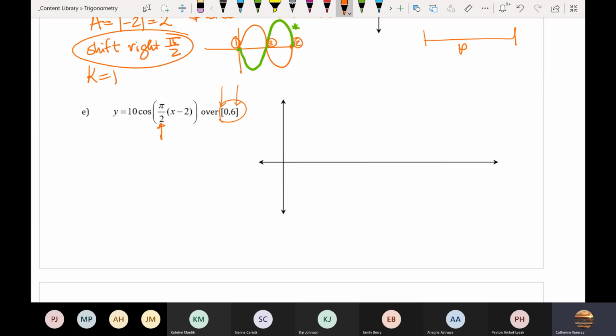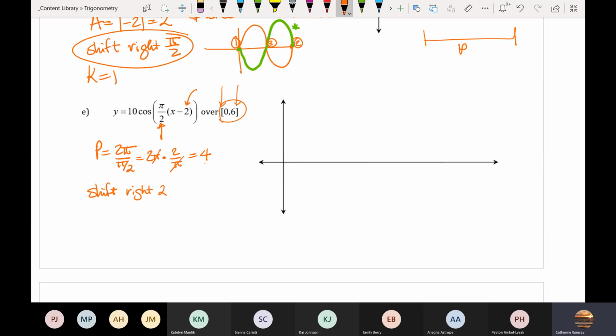So here's my b. It's nicely factored too, so that's nice. So p is 2 pi divided by pi over 2. So if you know how to do keep, change, flip really easy, you probably know the answer already is 4. If you don't, write it out, 2 pi times, and then you flip pi over 2, so that would be 2 over pi. The pi's cancel, and you see I get 4 as my period. The other thing is it's a shift right 2. Notice there's no pi's in this. My period is 4, not 4 pi, 4.